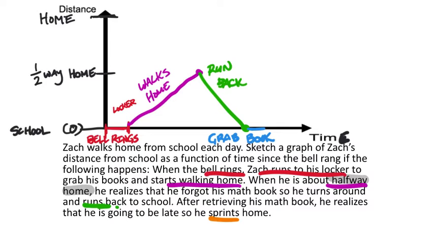Now, since he's going to be sprinting home, this means that from school, he's got to get home at a steeper line than even the running line right here. So sprinting home, of course, that will be in orange. And I'll just try to reach the end here on my timeline. So this would be the end when he gets home.